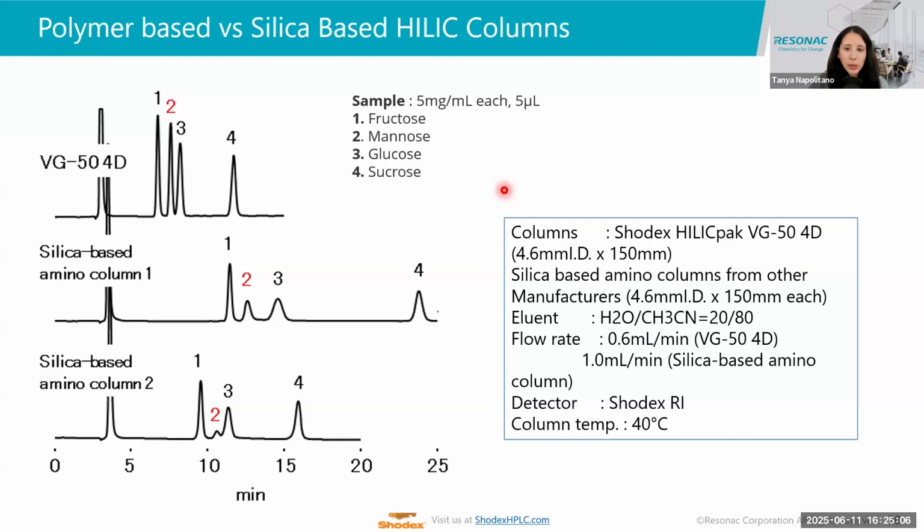So in the chromatograms, the VG50 clearly outperforms the two silica-based amino columns, especially for glucose and mannose, which show distortion on the silica columns. So this really highlights the strength of polymer-based HILIC for a stable and reproducible separation.